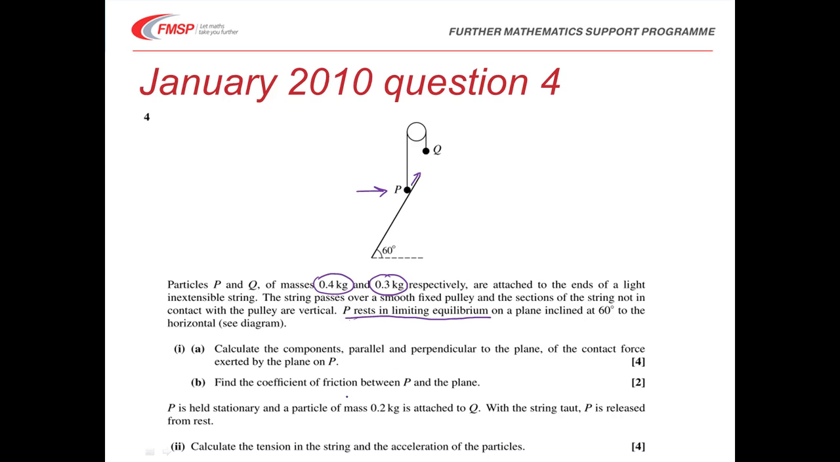and then for the second part of the question, the masses are changed, an extra 0.2 is attached to Q, which then means Q becomes the heavier of the two particles, and at that point you can ignore the inclined plane because Q will move downwards and P will move upwards, and then we can find the tension and the acceleration in the normal way. So let's do that in 2 stages.